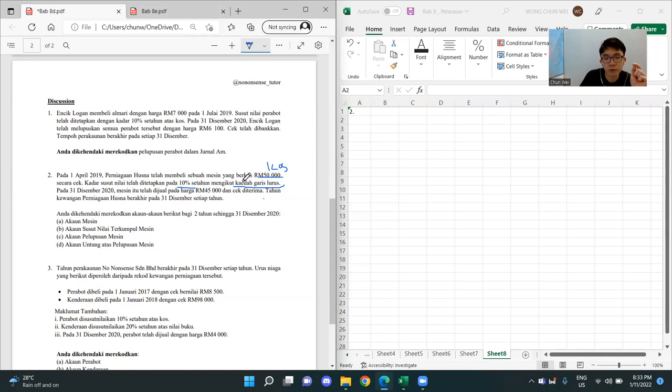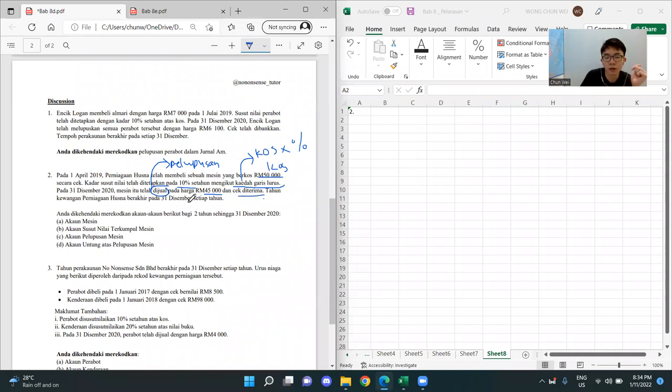All right, so for kaedah garis lurus, meaning you are using this method. What is the formula for this method? You use cost straight away times the kadar, which in this case will be 50,000 times 10%. You will get your susut nilai mesin. And then they tell you, pada 31 Disember 2020, mesin itu telah dijual pada harga 45,000. So when you see the word dijual, what account are we talking about in this chapter? Account pelupusan. So when you see the word jual, it is a pelupusan. And you jual dengan harga 45,000 dan cek diterima.